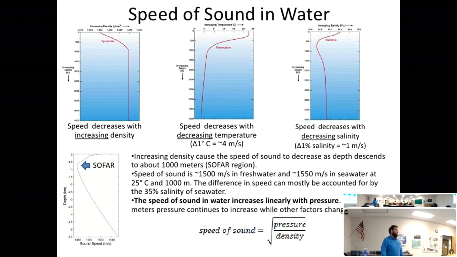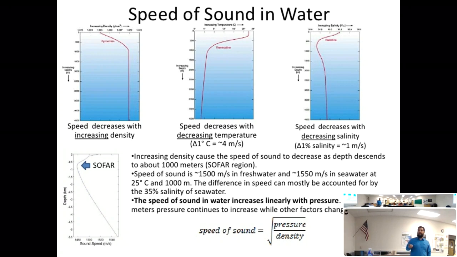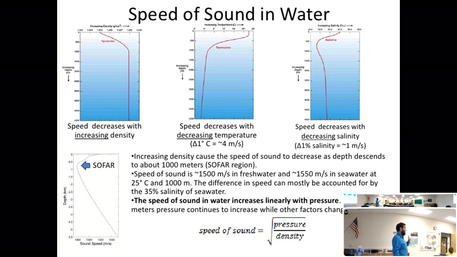Yeah, so I just want to let you know that it actually is really complicated, right? The speed of sound in water depends on density, temperature, and salinity, and it's complicated because all those things vary. You'll see when we start studying the structure of the ocean with depth, all these things change with depth. They're not constant. So it ends up being a very complex formula.